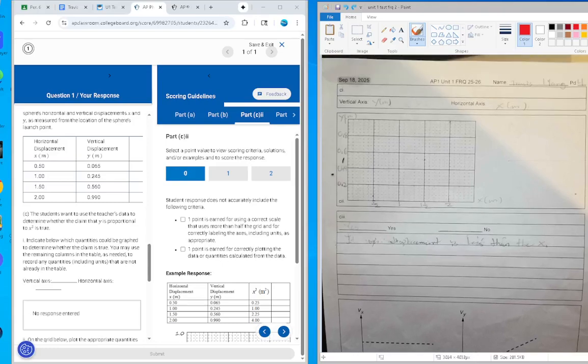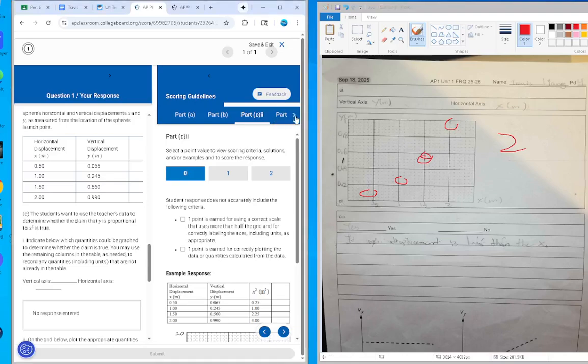I graphed a y equals x, as you see here, and for the x, I used a whole graph, as you see here, and I labeled the y-axis and the x-axis. And I plotted the points correctly. Here are the points I plotted, and these are the correct positions. It matches up. So I got both points because I earned a point for using the correct scale that uses more than half the grid, and for correctly labeling the axes including units as appropriate. And I earned another point for correctly plotting the data or quantities calculated from the data. So I got 2 points for this.